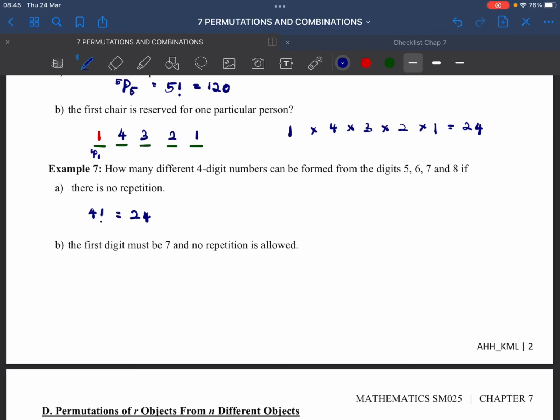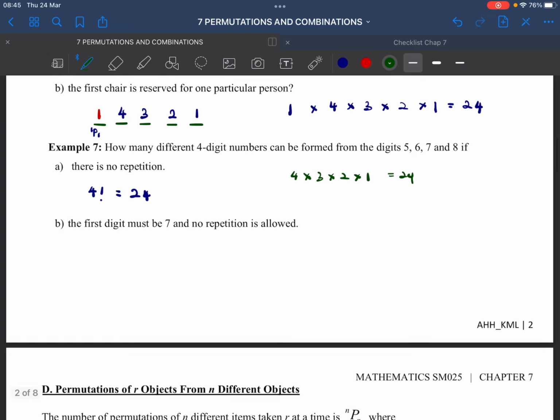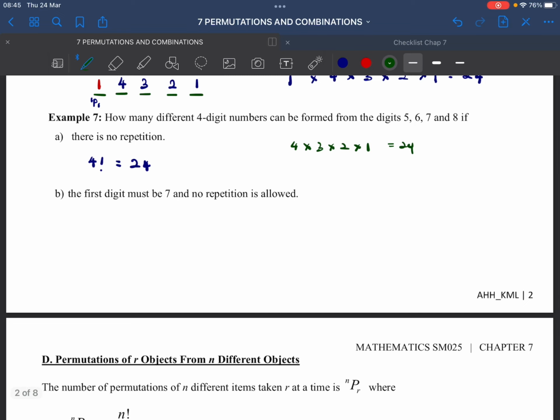If there is no repetition without restriction there, no repetition with restriction, obviously. If no repetition, it means it will be 4 multiplied by 3 multiplied by 2 multiplied by 1. Okay, we can also represent it in this form, 4 times 3 times 2 times 1, which you still get 24. And let's see the second question.